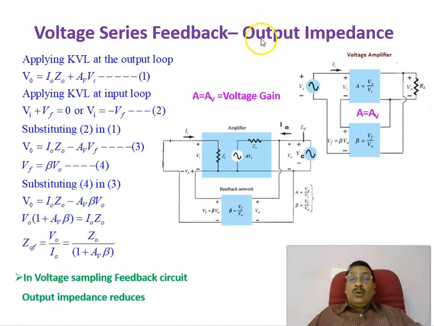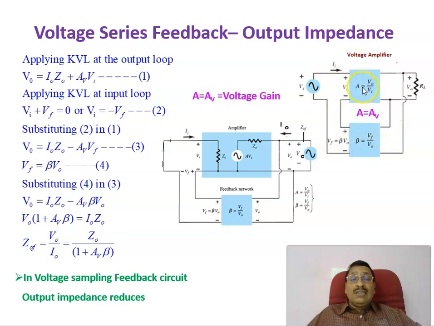Let us calculate the output impedance of a voltage series feedback circuit. This is the block diagram in which this is the amplifier and this is the feedback circuit. Since this is a voltage series feedback, we are sampling the voltage, and series means the feedback signal is added in series. Here the voltage is subtracted from the input and you get Vi equal to Vs minus Vf, in series, with minus here and plus here.